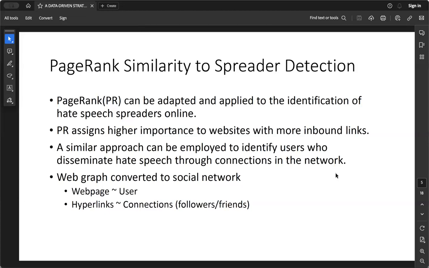So what we tried to do was, similar to how the PageRank algorithm assigns higher importance to websites with more inbound links, where a web page connected to a more important page tends to have a higher rank, and the more web pages it is connected to, the higher its rank. A similar approach can be employed to identify users who disseminate hate speech through connections in the network.